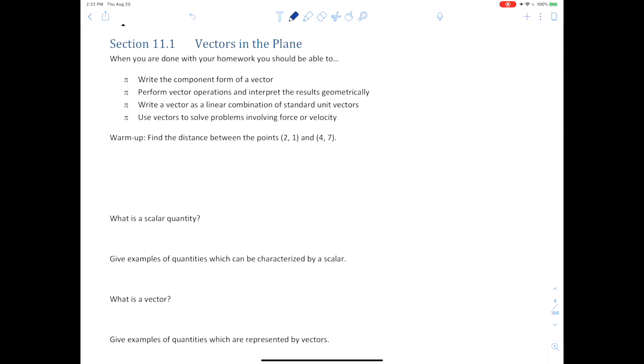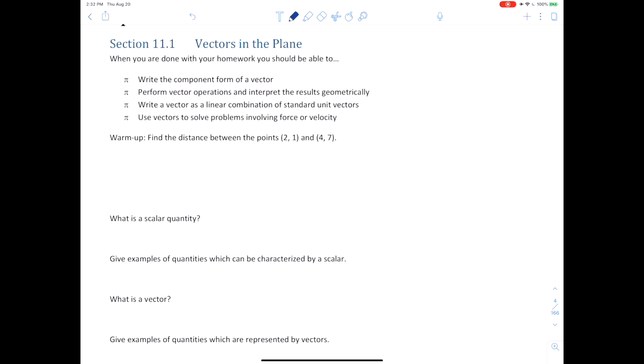So why don't you go up, pause the movie, and warm it up a little bit by using your basic algebra skills to find the distance between the points (2, 1) and (4, 7). Ready? On your mark and set, go! You can do it. All right, let's see how you did.